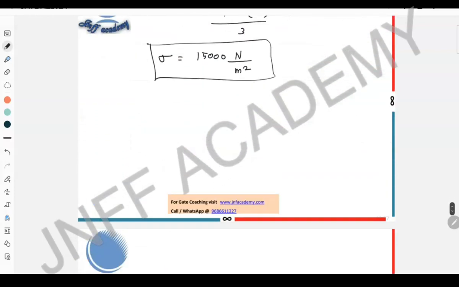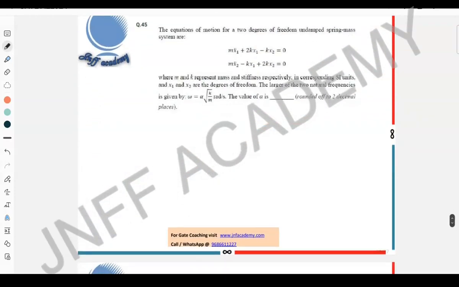Now let us move to the next question. Question number 45. The equation of motion for a 2 degree of freedom undamped spring mass system. They gave two equations where m and k represent mass and stiffness in corresponding SI units. x1, x2 are the degrees of freedom. The larger of the two natural frequencies is given by omega is equal to alpha times root of k by m. The value of alpha is equal to how much?